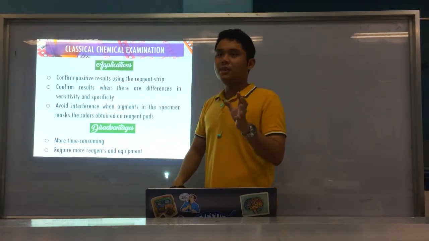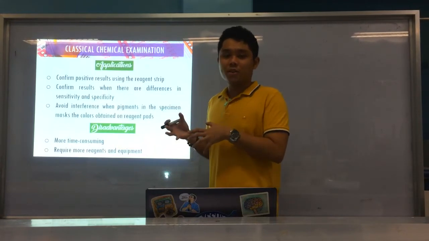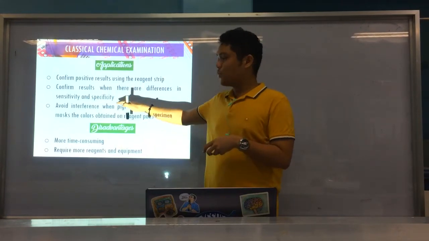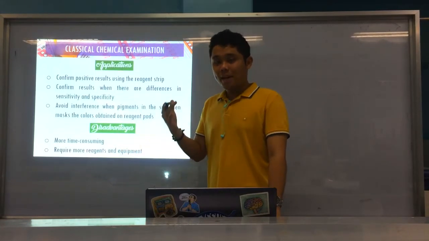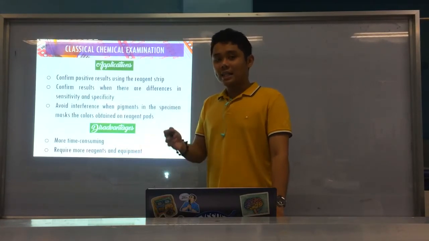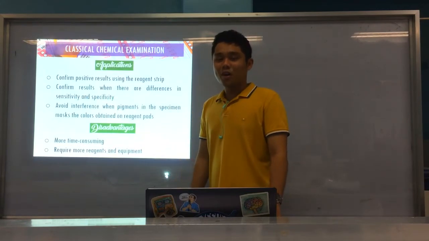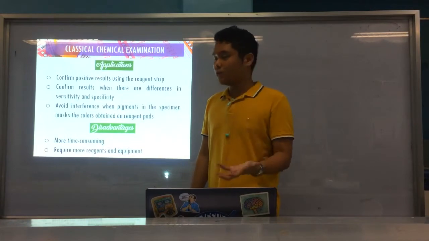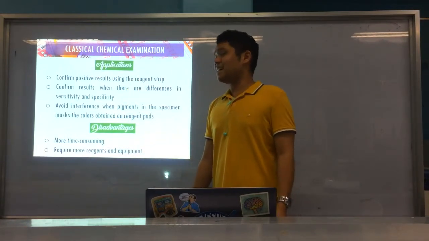So again, sensitivity is the ability of a test to measure the smallest concentration of the analyte, and specificity is to measure only the analyte of choice. Like the ability of the test to measure only the analyte under study or analyte of choice. Okay? So if there are discrepancies there, we can perform this classical chemical exam.